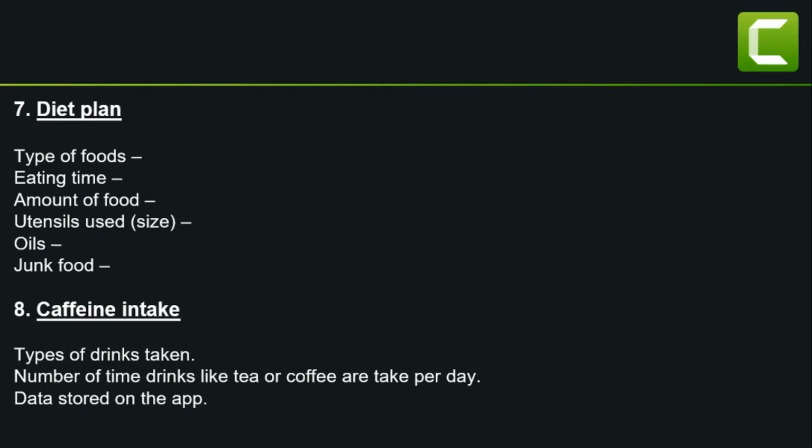Diet plan. In diet plan, it covers almost everything such as type of foods you eat, eating time, the amount of food, the utensils used. It is actually the size of utensils. It's like a small pot or a big frying pan. Then the oils used and the junk food you eat.